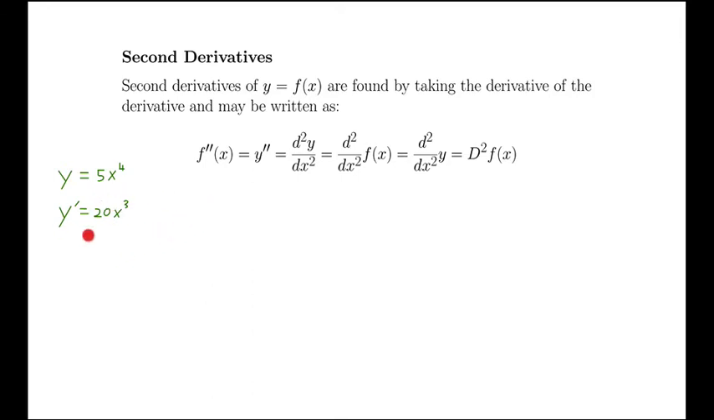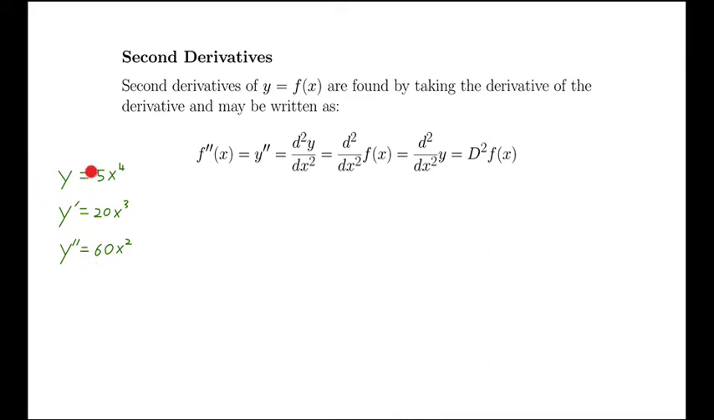We might be asked to take the second derivative. That is, we might be asked what y double prime is. This is read y double prime because there's two prime symbols there. And so y double prime would be equal to, well, we take the derivative of 20x cubed. 20 times 3 is 60, so we get 60x squared.